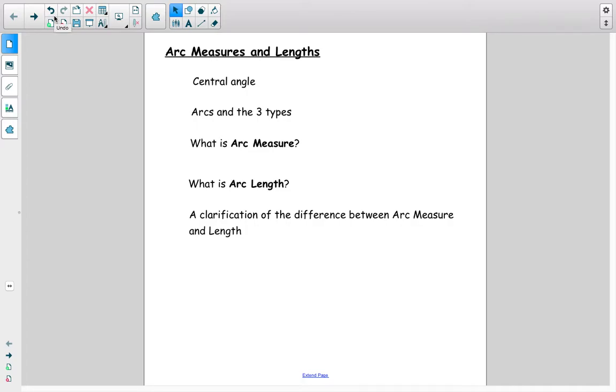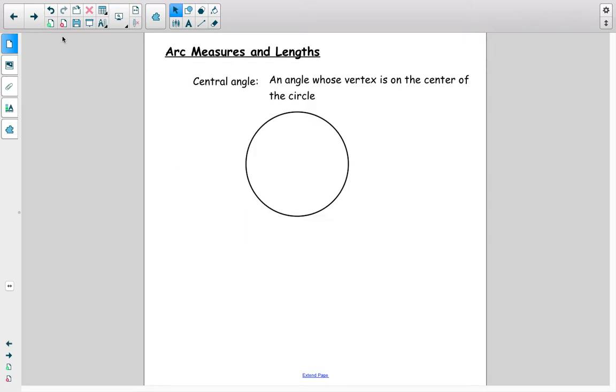Well, hello. This lesson we're going to talk about arc measures and lengths. Okay, so as you see, the main topics here are central angles and arcs, into three types. You're going to learn what an arc measure is and what arc length is. And then I'm going to try to finalize this with a clarification of the differences between arc measure and arc length. So let's go ahead and get started.